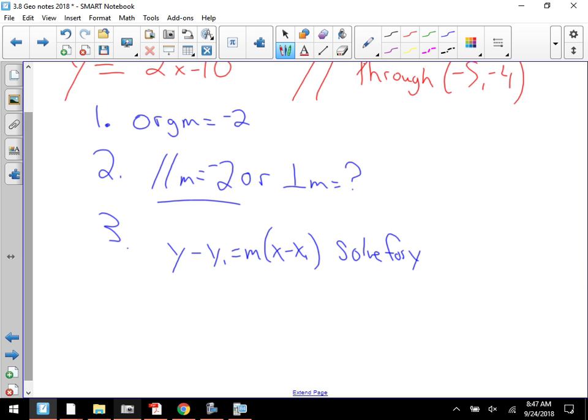Once you identify the slope that you have to work with, the negative 2, and then you're using the ordered pair that they give you, negative 5, negative 4. Substitute in, solve for y. It becomes the exact same thing we've been doing for a few days.